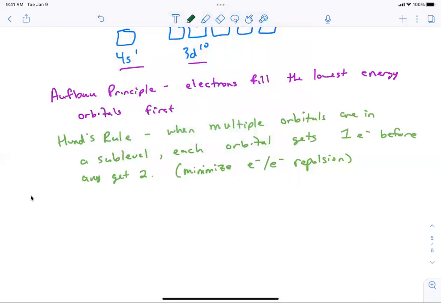Because remember, electrons are all negatively charged. So if they're close to each other, they repel each other, which creates more energy requirements to hold them all together. So you keep them apart so that they don't interact with each other, so that the whole state of the atom is lower energy.